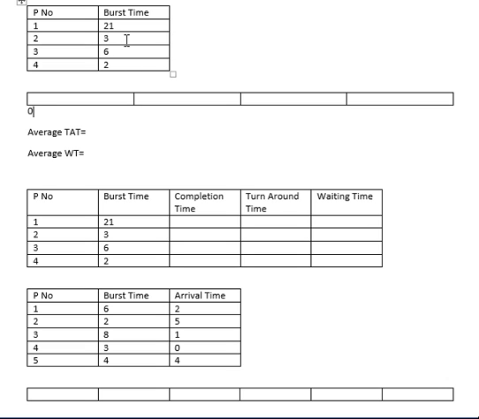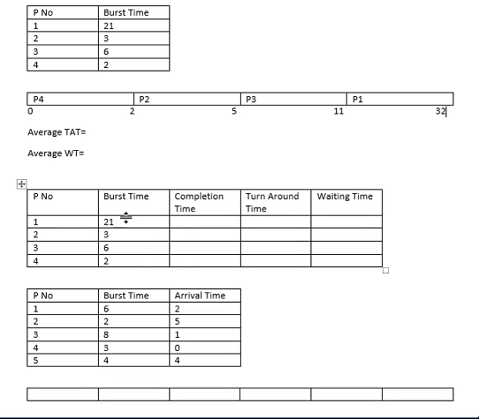So directly in shortest job first, we are not going for P numbers, we are going for the burst time, whichever has the lesser burst time. I think it should be P4, and the burst time is 2, right? Next we have P2. The burst time is 3, so 2 plus 3 is 5, right? Next what we have is P3. So 5 plus 6 is 11, and lastly we have P1, that's 21, right? So 11 plus 21 is 32, right?